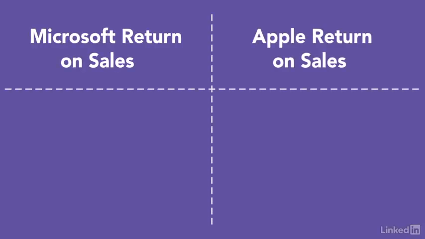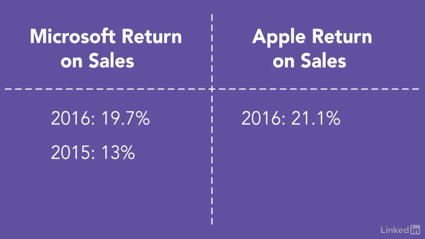Now, we saw just a minute ago that Apple's return on sales was a bit higher than Microsoft's for a comparable time period. We also saw that, compared to the prior period, Microsoft's performance had improved. We can now ask the question, why? And we can use common-size income statements to determine what component or components of income were responsible for the difference between Microsoft and Apple in 2016 and between Microsoft 2016 and Microsoft 2015.